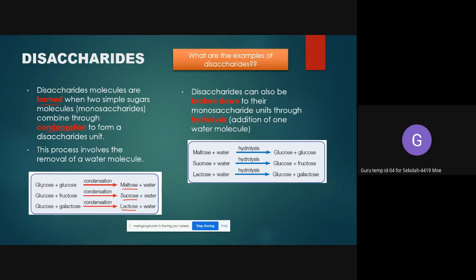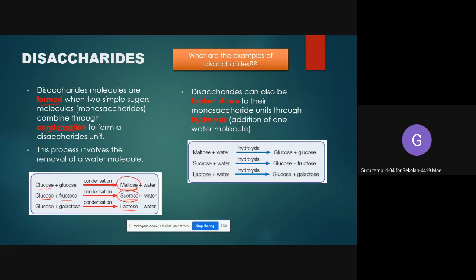Cuba tengok ni. Glukos tadi kan monosaccharide. Glukos tambah glukos melalui proses condensation akan terbentuknya disaccharide iaitu maltose. Glukos tambah fructose, monosaccharide juga, melalui proses condensation akan terbentuknya disaccharide iaitu sucrose. Samalah glukos digabungkan dengan galactose melalui proses condensation akan terbentuknya lactose.